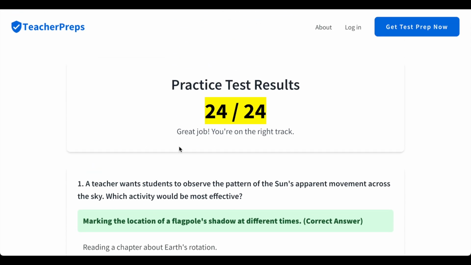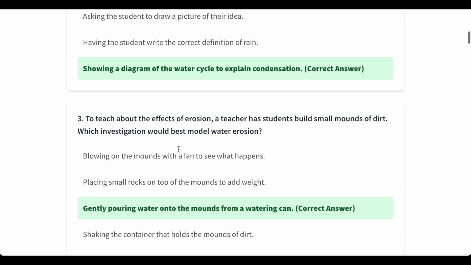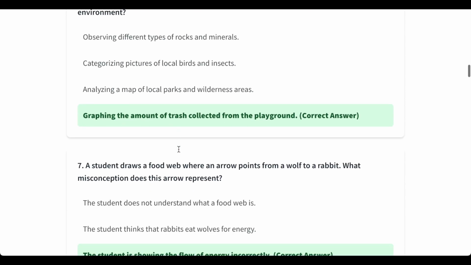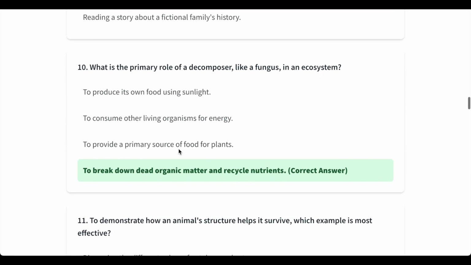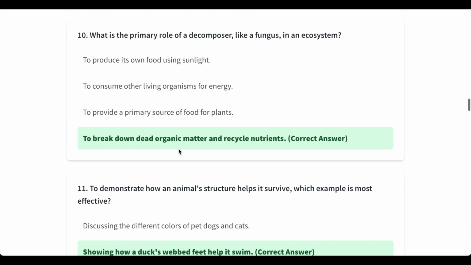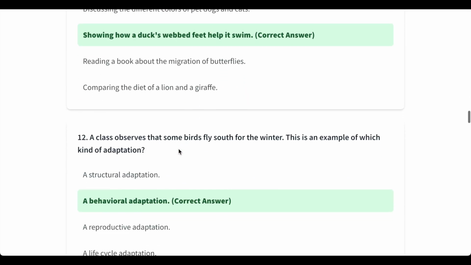Oh, nice. Okay, great. So what I really like about this is that the correct answers are shown in green. If we had any incorrect answers, they'd be shown in red. Now, again, this has been the partial sample. This is the half length of your Praxis 7814 science exam.